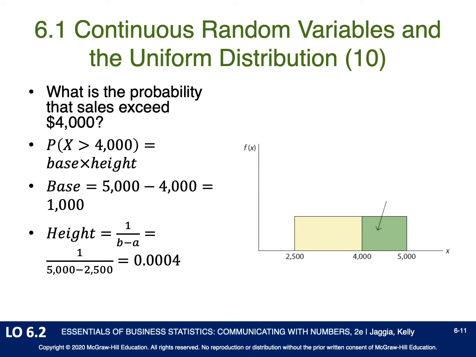And my height, remember, is 1 divided by b minus a. Now in this formula, we're going to keep our original upper and lower limits, okay? So we're going to take the 5,000 minus the 2,500. 1 divided by that 2,500 gives me 0.0004. So we can say that the probability that sales exceed 4,000, which means that sales fall between 4 and 5,000, is 1,000, our base, times 0.0004, our height, or 40%.